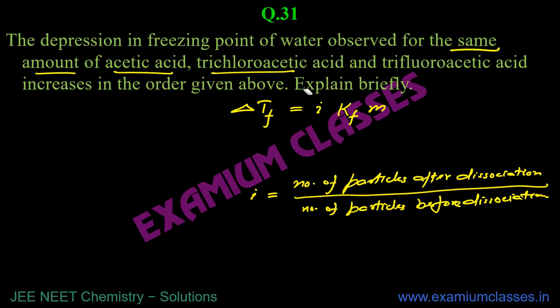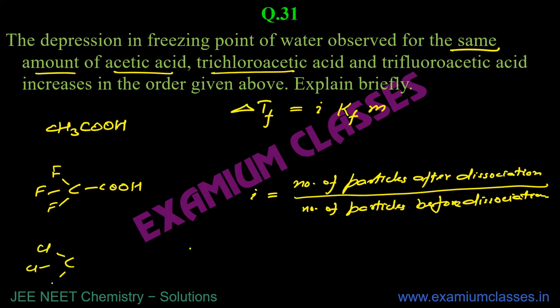So how to prove that? To prove that, if I consider trifluoroacetic acid, acetic acid will be just CH3COOH. This will be acetic acid. Now, if I replace all these hydrogens by fluorine, this is trifluoroacetic acid. Instead of CH3, it is now CF3COOH. And similarly, if I replace all the hydrogens by chlorine, it is trichloroacetic acid.